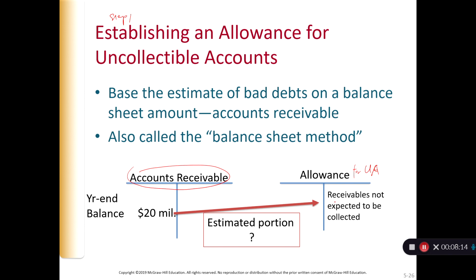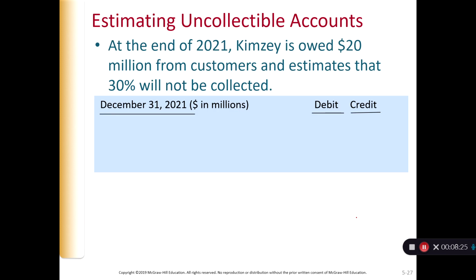So we will open a T-account, allowance for uncollectible accounts. I just abbreviated it for you: receivable not expected to collect, right? Okay, let me give you an example. At the end of 2021, Kingsley is owed 20 million from customers, meaning that customers owe Kingsley 20 million, and it estimated about 30% will not be collected.